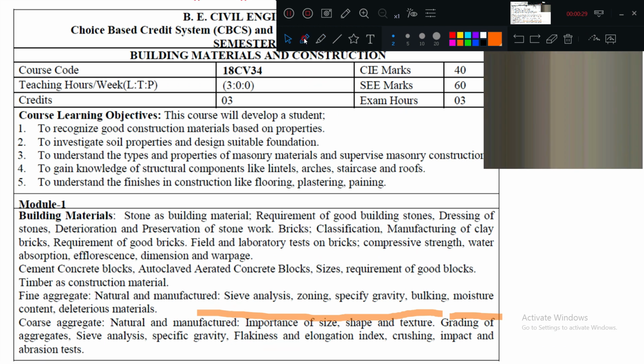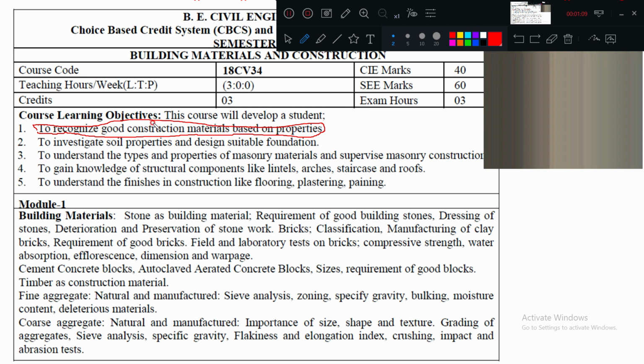What is there? In the first part they have mentioned the course objective. In that, the first point, can you see this one? In this first point, that is to recognize the good construction material based on their properties. Can you see this first objective? Why have I mentioned this objective? After learning this subject, you should be able to understand these 5 points. These are called the course learning objectives.